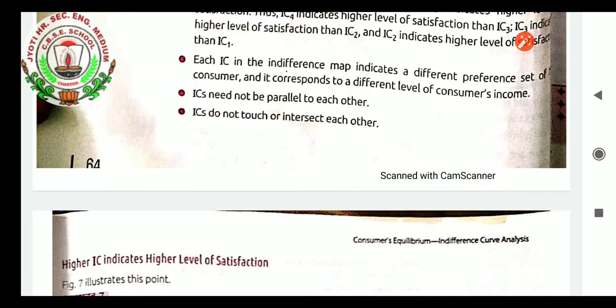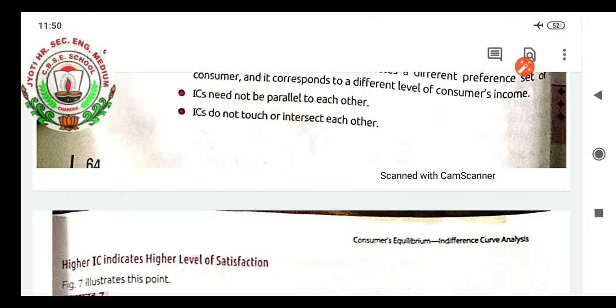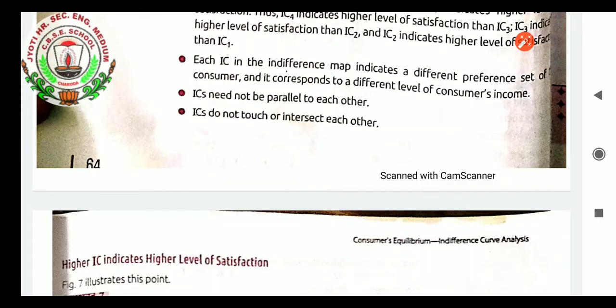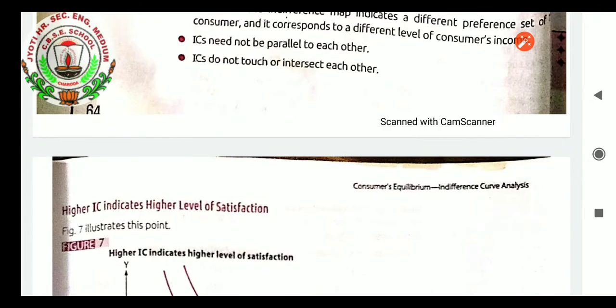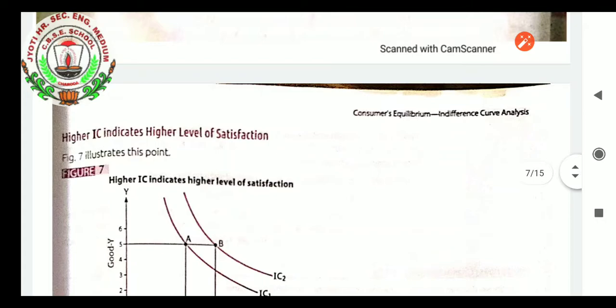Today in this video I will be continuing with the IC properties. Yesterday I had explained these properties, but today I will continue the properties of IC. The first property continues: higher IC indicates a higher level of satisfaction. According to indifference curve analysis, the higher the level of IC, the more satisfaction it will give.